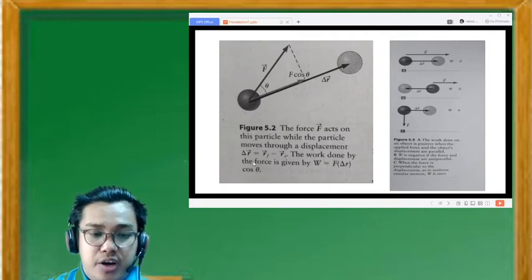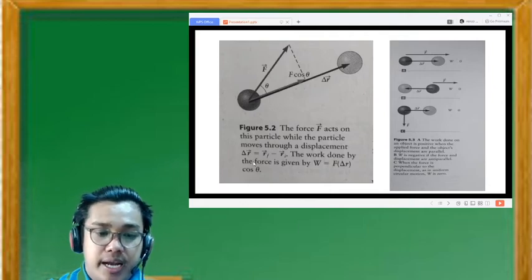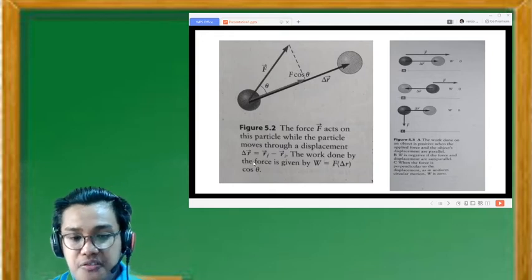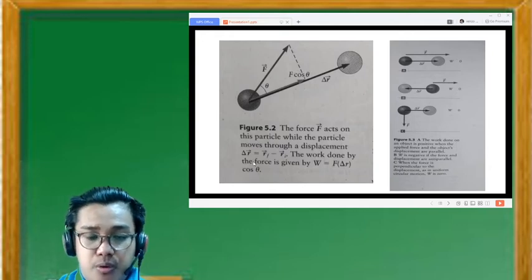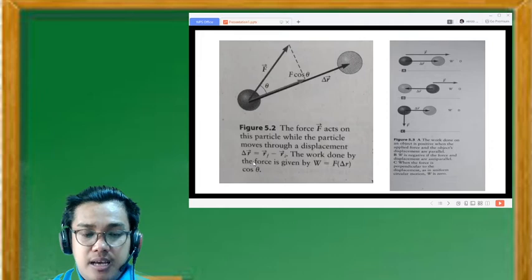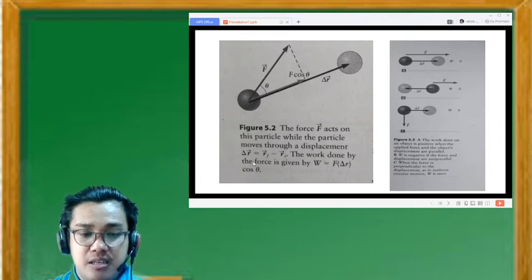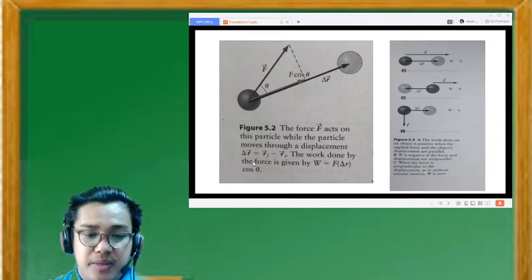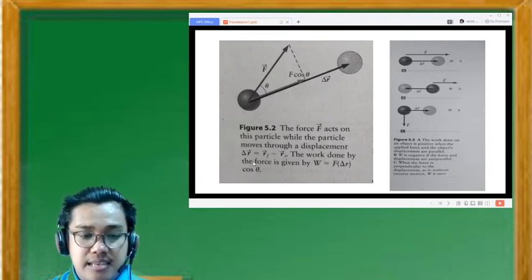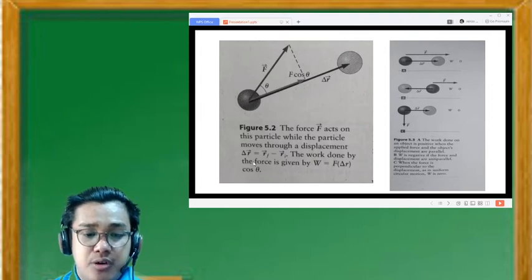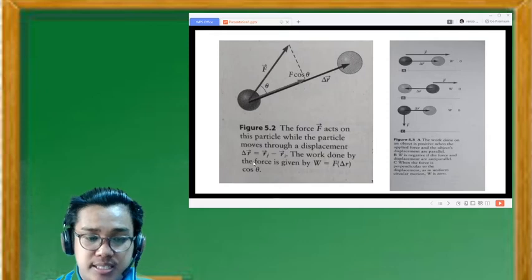The third one is the value of the work depends on the direction of the force relative to the object's displacement. The fourth one is work may be positive, negative, or zero depending on the angle between the force and the displacement. The last one is when displacement is zero, work is equal to zero, even though the force may be very large.